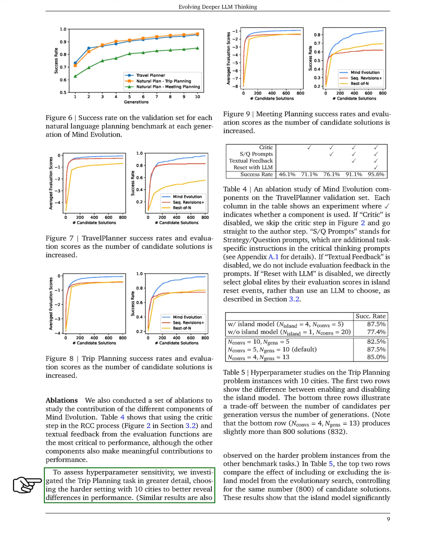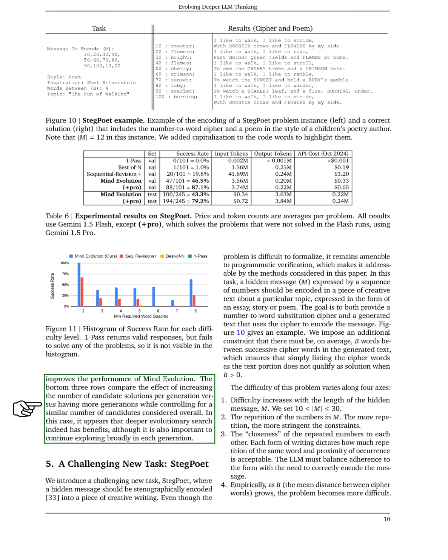We delve deeper into the trip planning task, particularly in a challenging setting with 10 cities, to highlight performance differences. Our analysis shows that including the island model in the evolutionary search significantly enhances mind evolution's performance. We also compare the effects of increasing candidate solutions per generation versus having more generations, finding that deeper evolutionary searches are beneficial while maintaining broad exploration in each generation is also important.